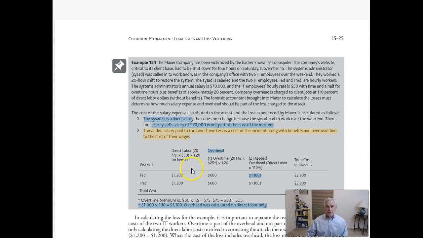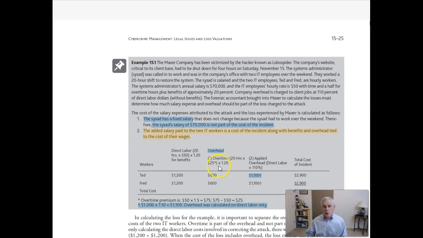So what we'll do here is just take their direct labor, 20 hours, they're paid $50 an hour, and then 1.2, 20% more for benefits. So it's $1,200 each in this, direct labor and the benefits. Now, in many businesses, overtime paid is considered part of overhead. It's not thrown into the direct labor cost. That's why we have a separate column for overhead here.